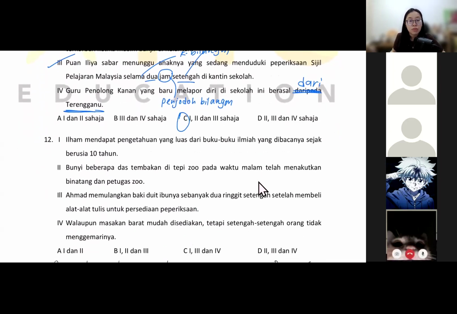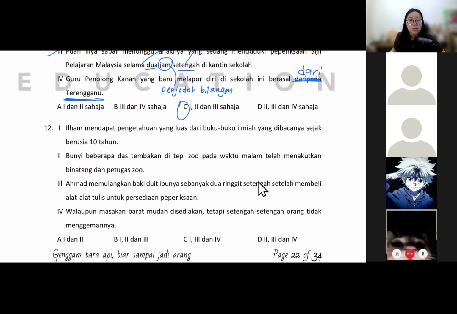Okay, number 12. Ilham mendapat pengetahuan yang luas dari buku-buku ilmiah. Ilmiah means academic books. Yang dibacanya sejak berusia 10 tahun. This one is correct or wrong? It's wrong because there's a dari. You have to put it daripada.